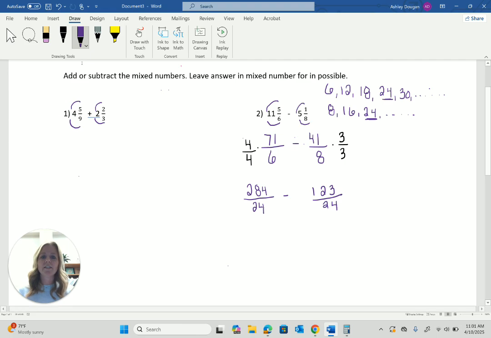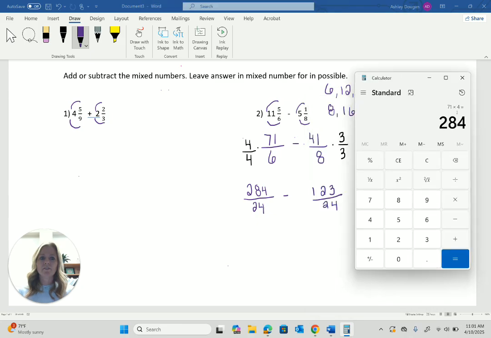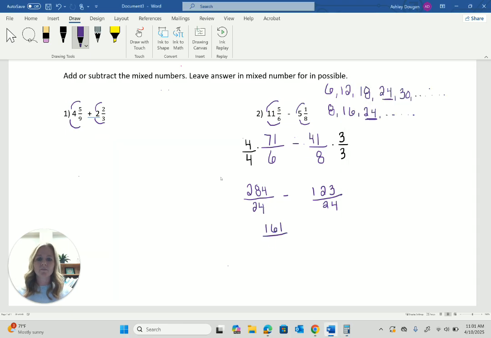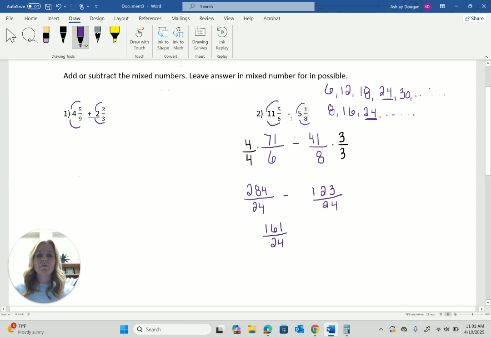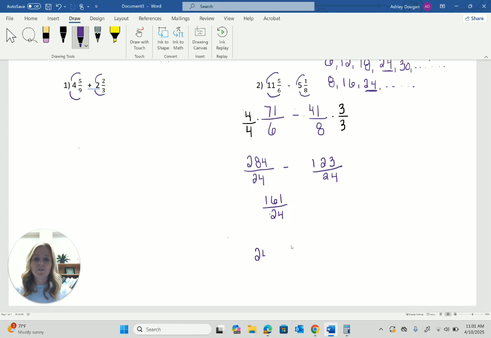Once I have my two fractions, I'm going to subtract the top and keep the bottom the same. I'm going to say 284 minus 123, and I'm going to get 161, so 161 over 24. Now for my class, since we started with mixed numbers, we want to end with a mixed number if possible. If these had just been regular fractions, it would have been okay to have an improper fraction for my answer. But I do need to convert this back into a mixed number.